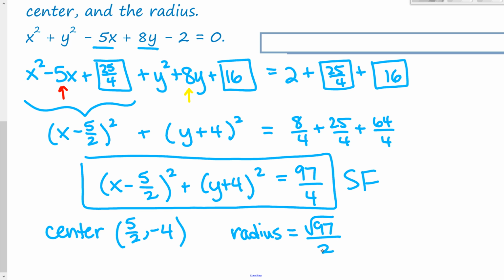So then if you were going to graph it, you could use those values and plot the center and then approximate the radius and then go up that much, down that much, right that much, left that much, and you would have 4 points you could connect to make your circle.